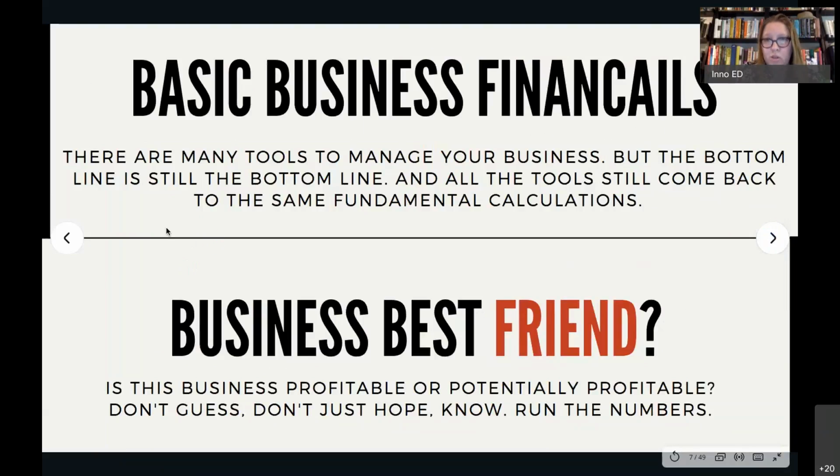Basic business financials, which in a certain sense, and I'll ask Camille to say a little bit about this in a second, the basic business financial documents that you need are in some senses your business best friend. They're what really helps you know whether or not you are making money. There are certain forms that are standard across all industries, and those are the forms that we're going to be talking about today, so that you can know whether or not your business is profitable or might be profitable.